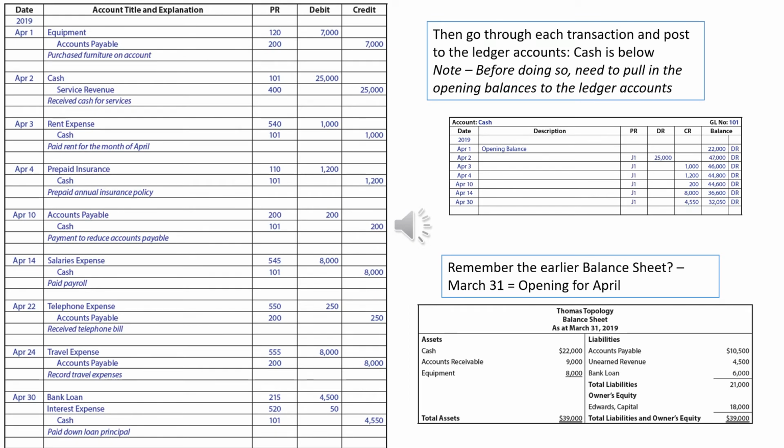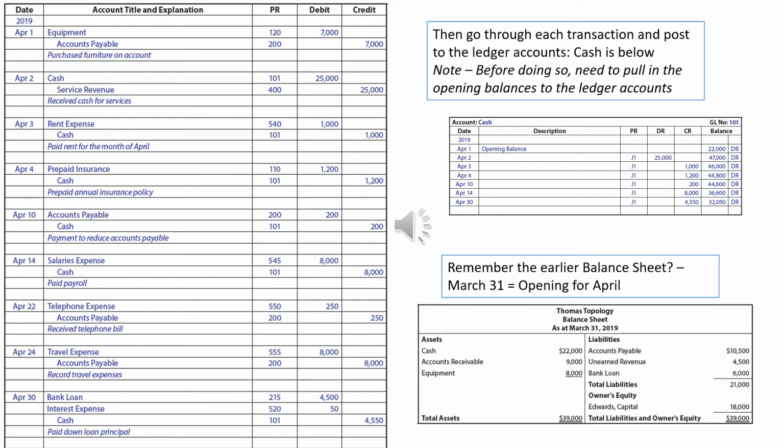The next step can take quite some time, and I'll walk you through cash, and the intent is that it is repeated for the other accounts. So at this point, you will now go through your journal entries and you want to post them to the ledger accounts. The first one you see on screen here is the cash account, which is GL number 101, your chart of account number 101.